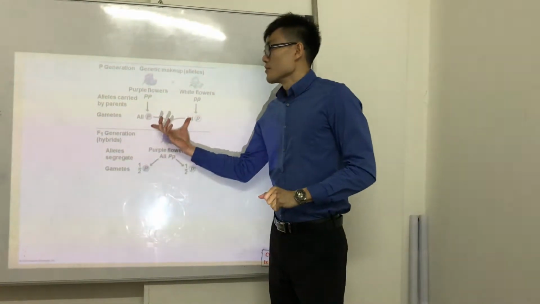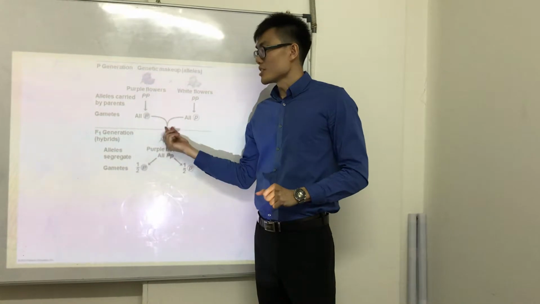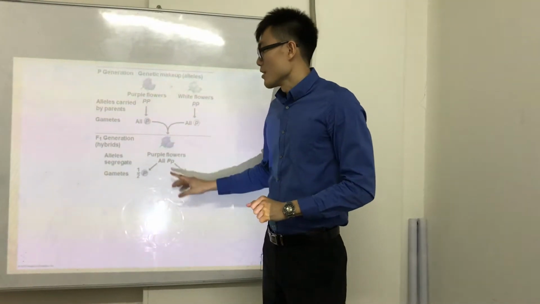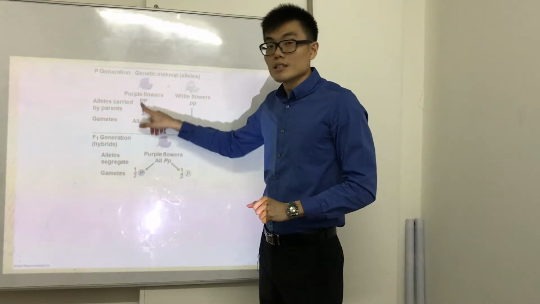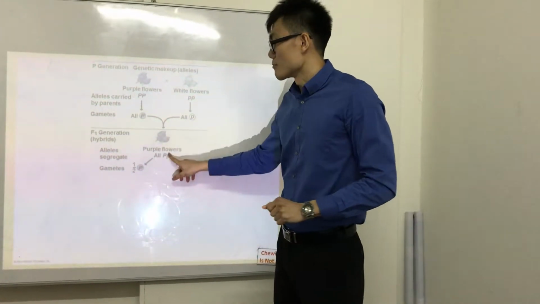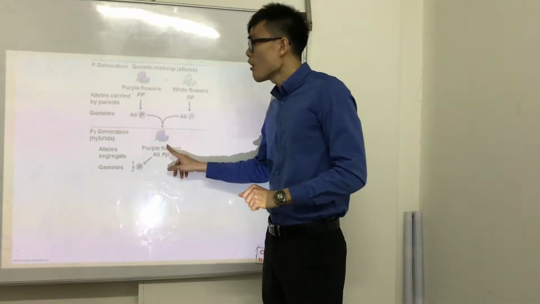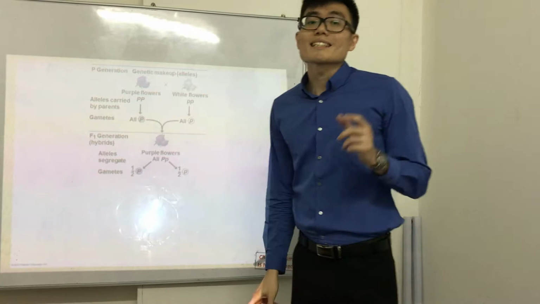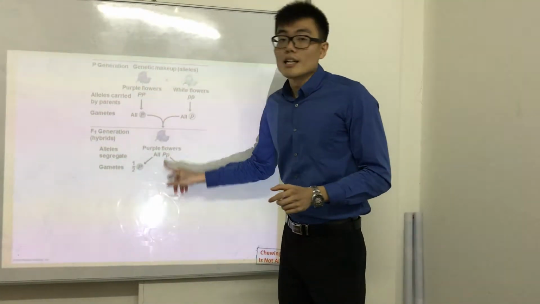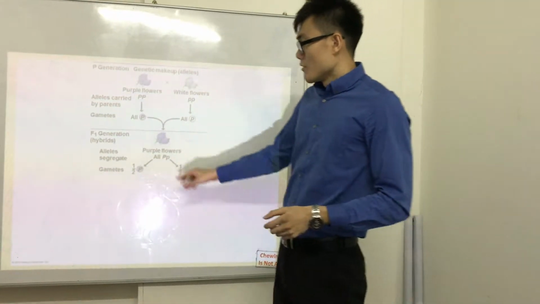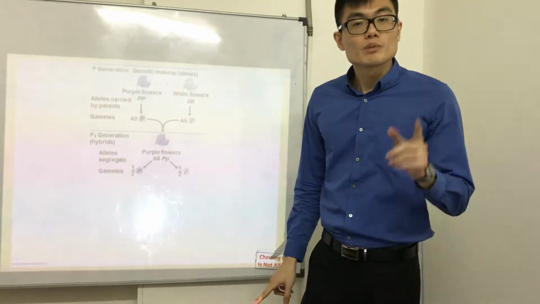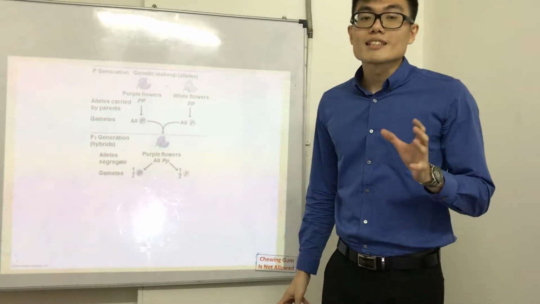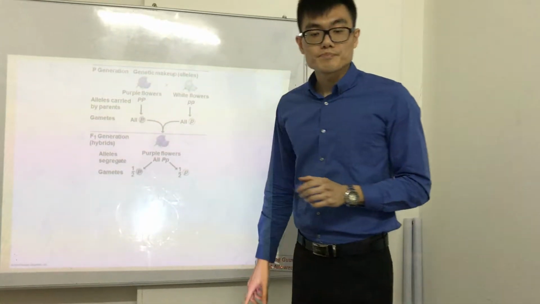So when fertilization occurs, they produce an offspring that contains 1 big P from this parent and 1 small p from this parent. So all of the offspring will contain 1 big P and 1 small p. So what are the gametes that this individual is able to produce? Well, they have a 50% chance to produce the gamete with big P and another 50% chance to produce the gamete with small p.